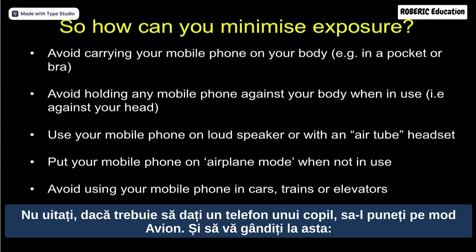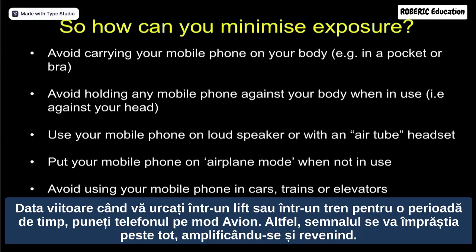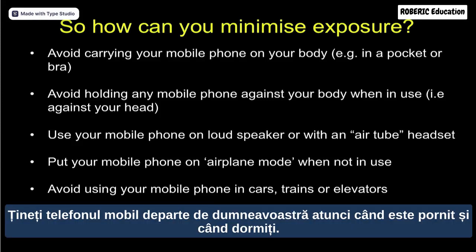And think about this. That microwave oven, it works because there's a metal box around the microwave signal, and the signal pings all over the place. Next time you get into an elevator or a train for any length of time, put your phone on airplane mode. Otherwise, that signal is going all over the place, magnifying and coming back. Keep the mobile phone away from you when it's on and you are asleep.